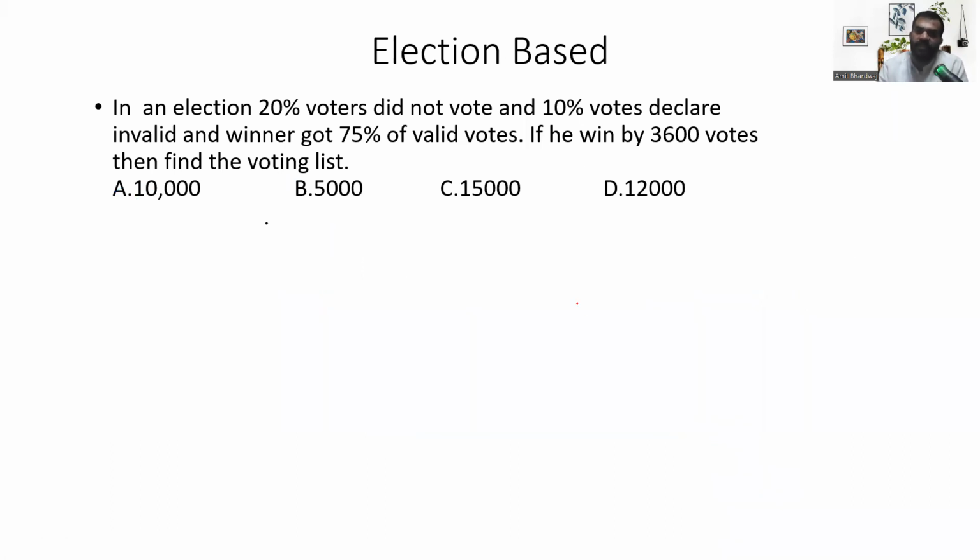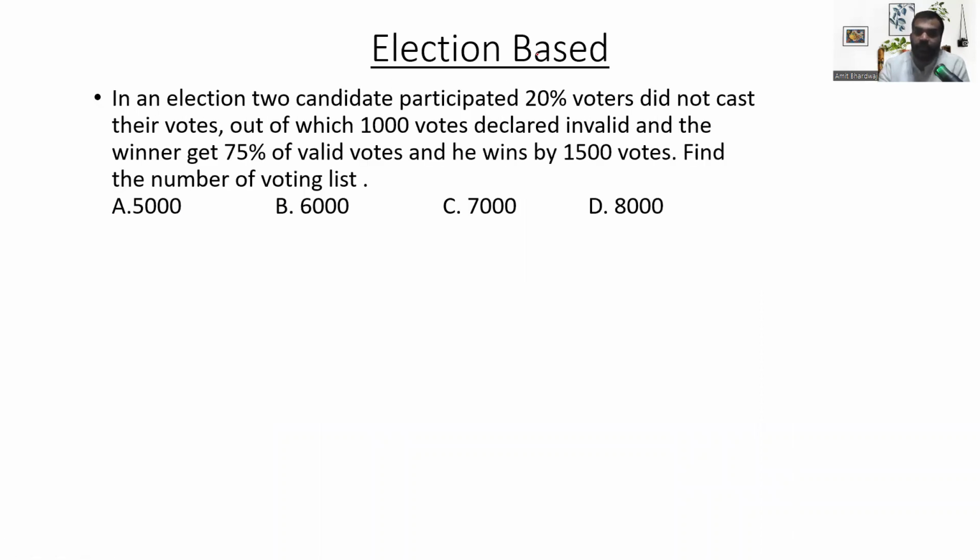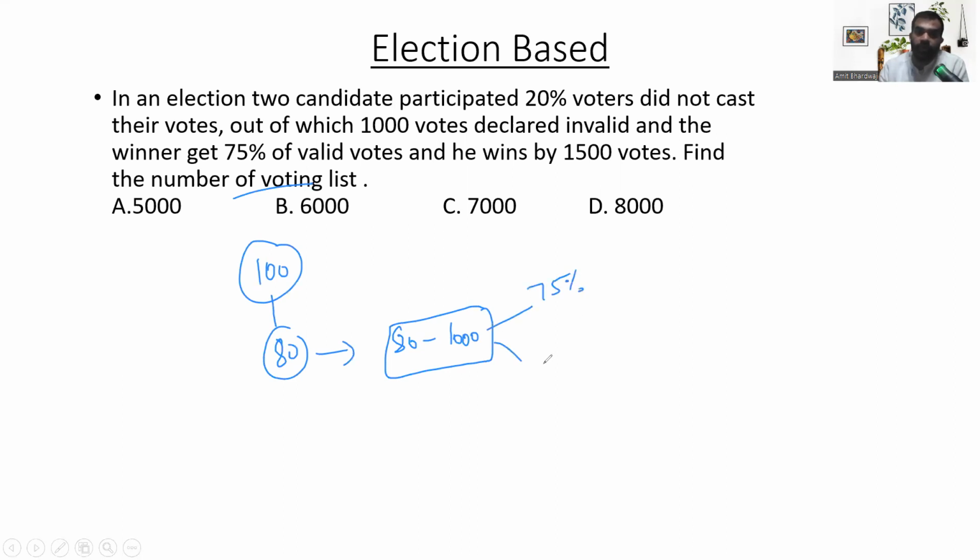Next we have this same election-based question, as I have clearly mentioned. In an election, 2 candidates participated. 20% of voters did not cast their vote. Out of the votes cast, 1000 were declared invalid. The winner won by this margin. Find the total number of voters on the voting list. Same voting list, assume 100, right? 20% of voters did not cast their vote, so 80 cast their vote. 1000 votes declared invalid, so 80 minus 1000 votes is the final valid votes, right? The winner got 75% of this, the loser got 25% of this, right? And now, very important, this is an assumed value.